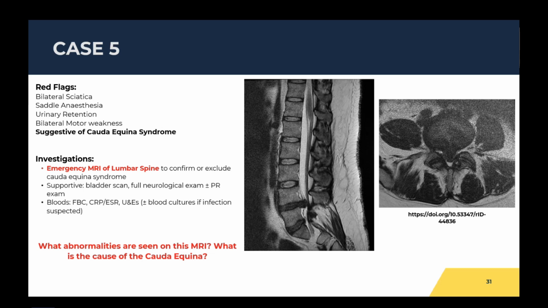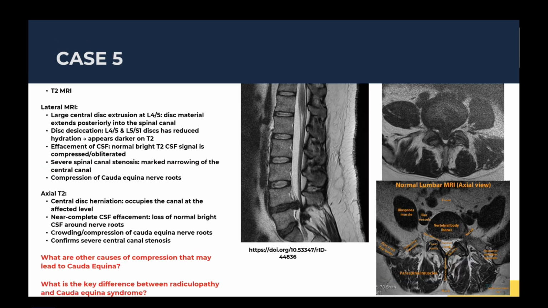Yeah, so lateral disc extrusion at the level L4, L5. Yeah, L4, yeah. Widen off the disc, yeah. So I'll just go through it.